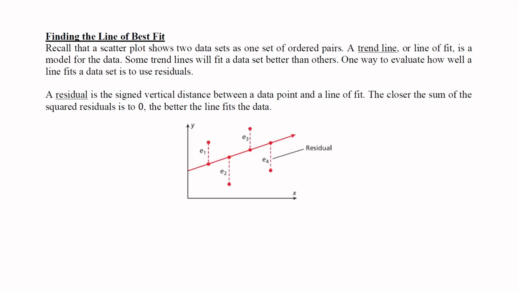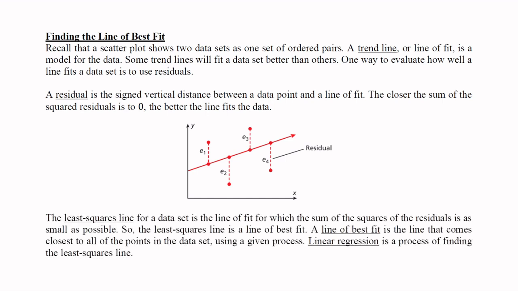So this is what a residual looks like. It is the distance from the line of best fit that the data point falls. The least squares line for a data set is the line of fit for which the sum of the squares of the residuals is as small as possible. So the least squares line is a line of best fit.